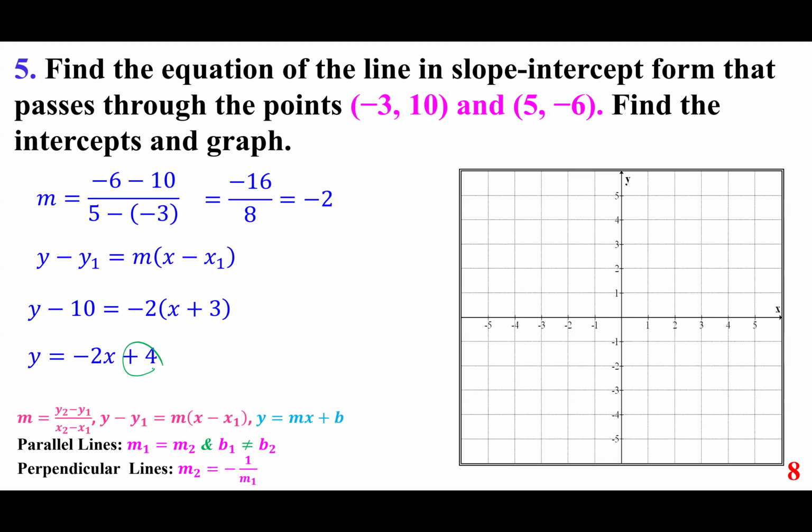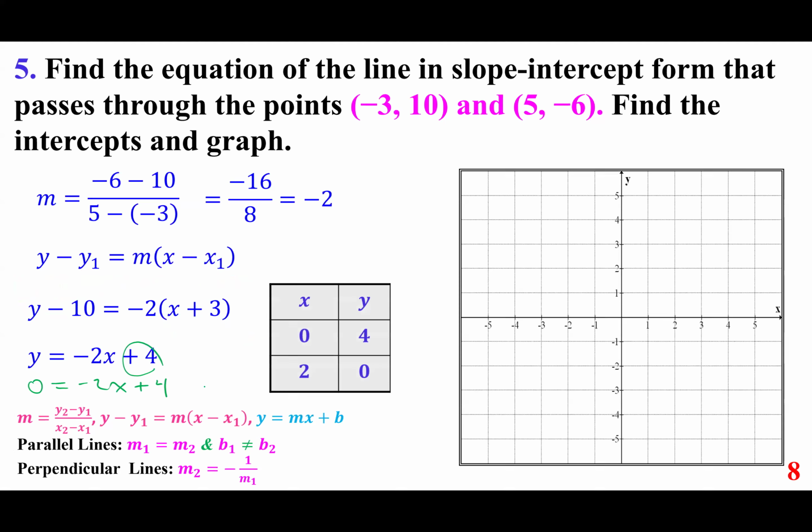I want to find the x-intercept. I set y equal to 0, and I hope you see that x equals 2. So we have 0, 4, and we have 2, 0, and we're going to connect them. And we can put the two points.